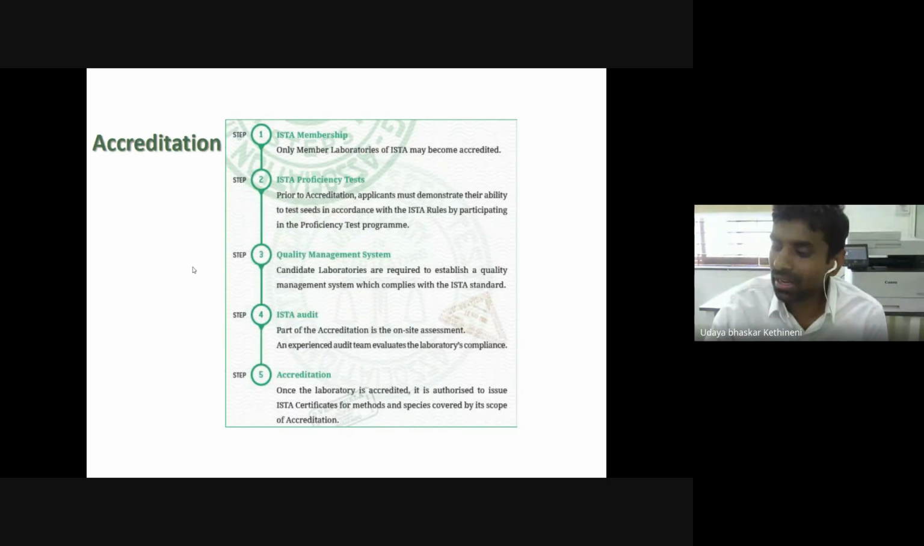So what is accreditation? That means ISTA rules, now you have a decent understanding. Oh, this is a problem with online, because I can't get the feedback immediately. So ISTA rules, I think most of you understand.